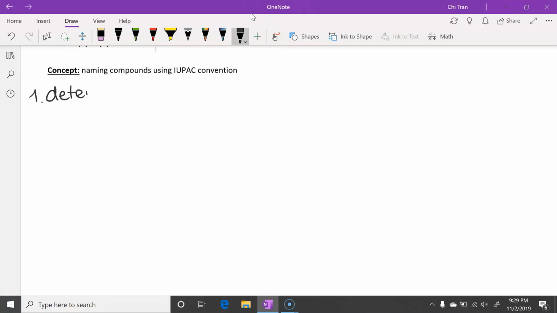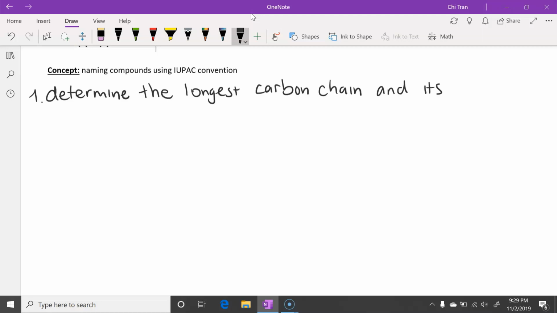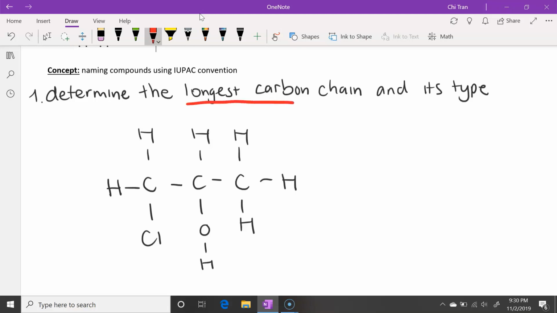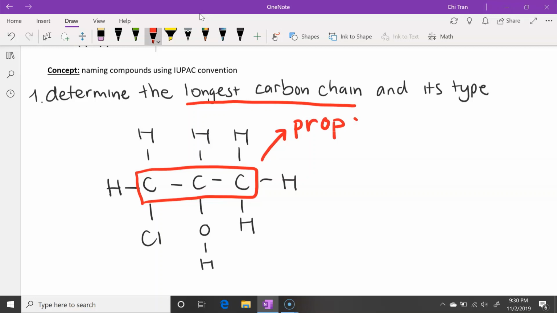So the first step is to determine the longest carbon chain and its type, like the type of the organic compound. So here we have an example organic compound. We need to determine the longest carbon chain, which is the 3 carbon right here. So the 3 carbon tells us that the prefix of the name is prop, so P-R-O-P, and we also need to determine the type of this compound. And so the type, we can see that it's all single bonds, and so it's an alkane, so we can complete that name to propane. So we have sort of the first portion of the name, so we should write that in the corner, which is propane, and we can move on to the second step.